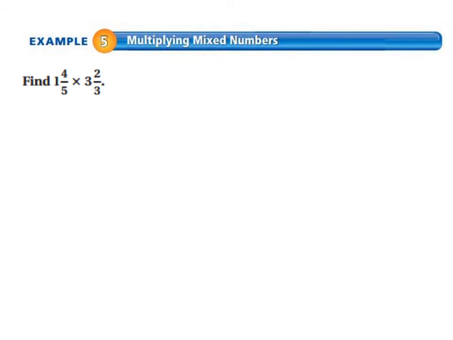More practice with multiplying mixed numbers in example 5. Find 1 4/5 times 3 2/3. First step is to make those mixed numbers both into improper fractions. 1 times 5 is 5, plus 4 is 9, so I have 9/5 for that mixed number. And 3 times 3 is 9, plus 2 is 11 over my 3 for that mixed number. I have 9/5 times 11/3.